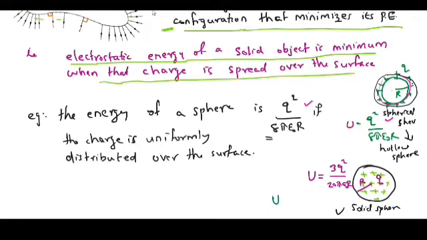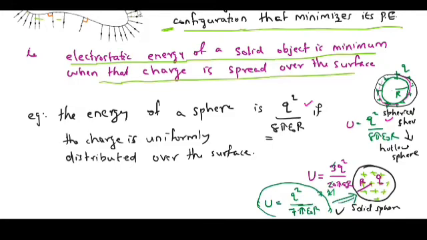Now see this: if I divide 3 and 20, if I consider this as 21, then 21 consists of 7 threes. So U can be written approximately as Q square divided by 7 pi epsilon 0 R. This is the energy stored in a sphere where the charge is distributed throughout the volume.